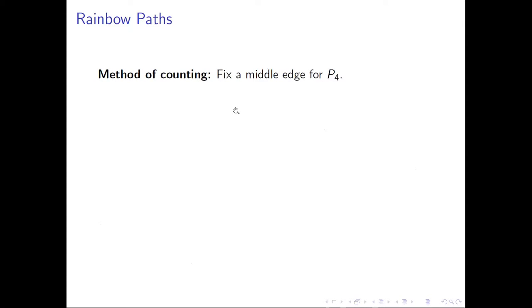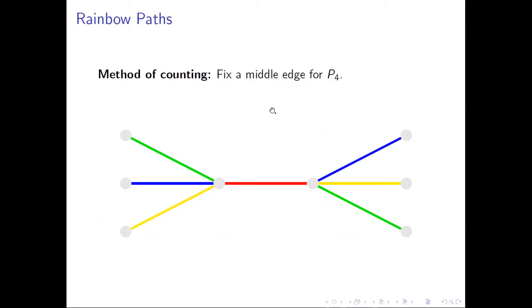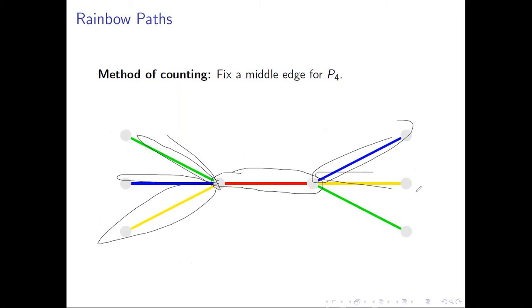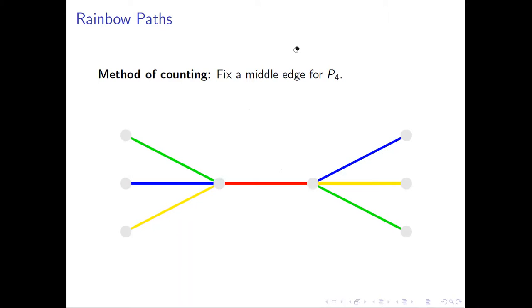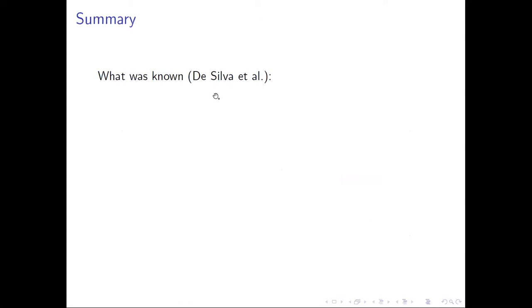So for P4, for example, if we're trying to create a P4 subgraph in a larger graph, all we need to do is pick a middle edge, and then we have all of these other options for the left edge and the right edge. And our motivation for considering it this way is it kind of looks like a star over here on the left and a star over there on the right. So maybe we can use De Silva's result to help us out here. Again, that's just a nice future direction we want to consider.